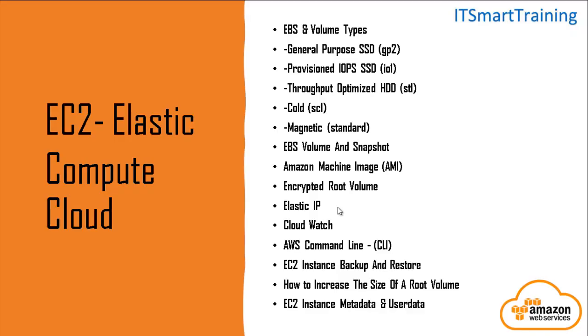Inside EC2, there are a lot more topics, like EBS or volume types, AMI, Amazon Machine Image, what is Elastic IP, what is CloudWatch. We will cover these topics one by one, and I will describe them at a very preliminary level. So if you don't know about Amazon Web Service and you are starting at a very preliminary stage, my videos will definitely be helpful to you.